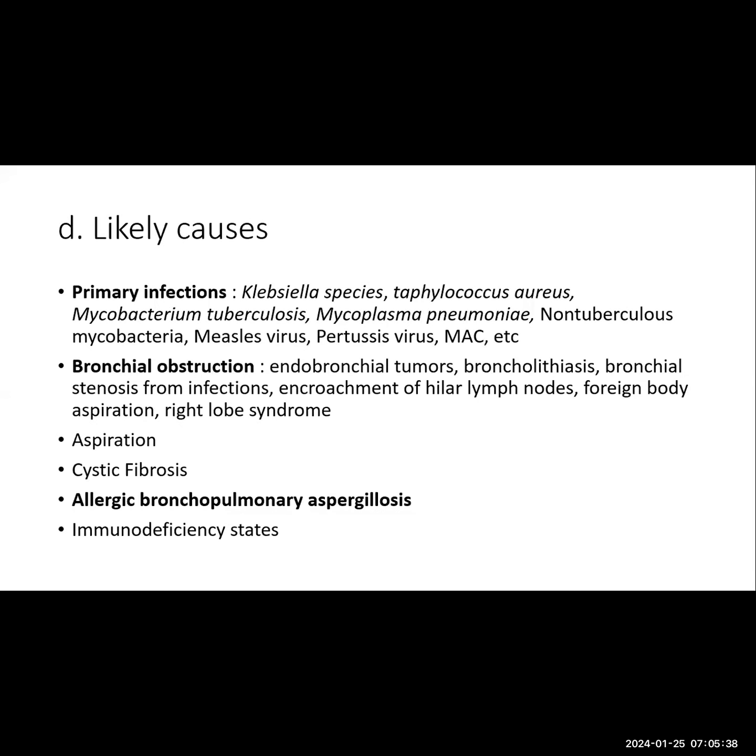So the likely causes in this patient, for the primary infections, it might be Klebsiella, Staph aureus, Mycobacterium tuberculosis infection, might also be a Mycoplasma pneumonia infection. These are primary infections that would have damaged the lung tissue that will lead to bronchiectasis. It might also be due to bronchial obstruction, which can be endobronchial tumors, broncholithiasis. But in this patient, I feel the bronchial obstruction will be due to bronchial blockage by sputum from the recurrent infections.